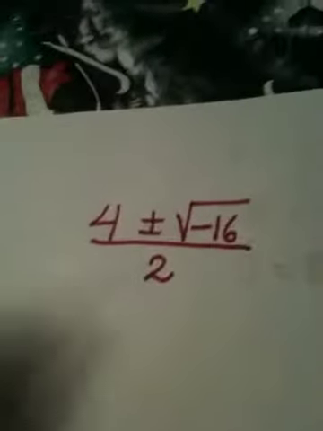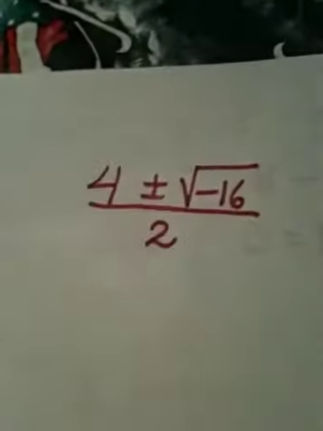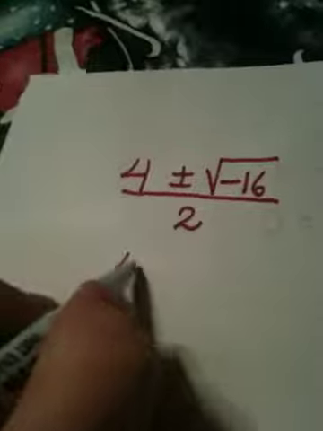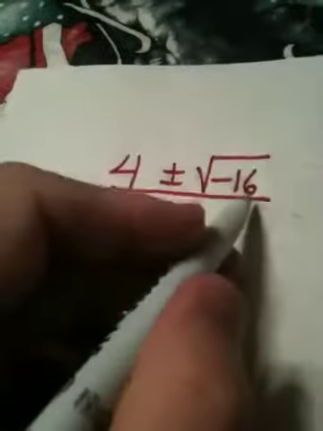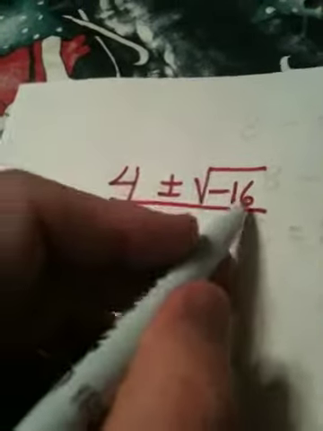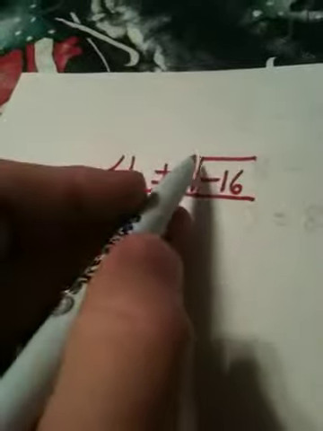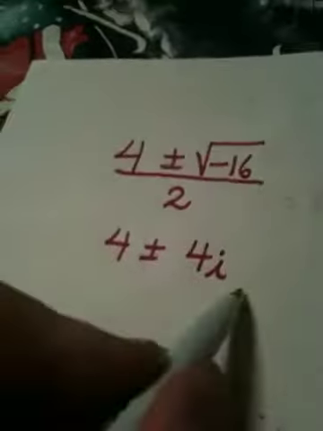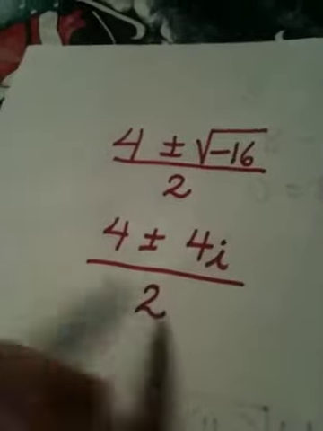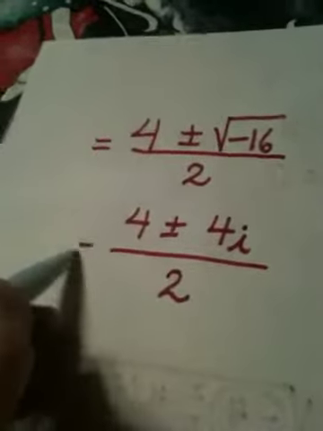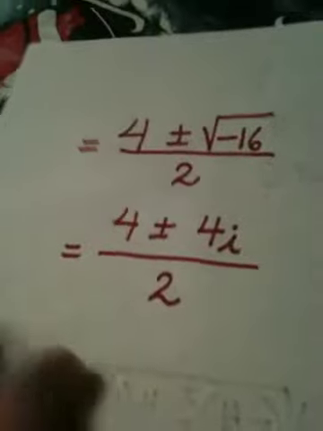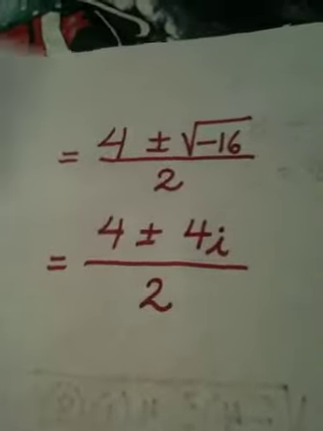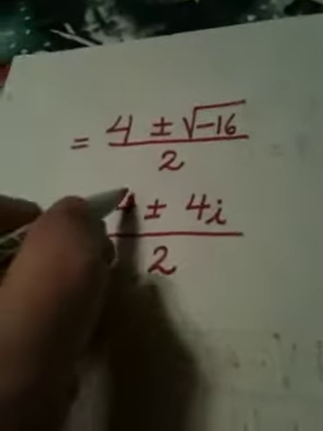Now remember, when I see a negative under a square root, I know I'm going to get an i. And in this case, 16 is a perfect square, so the square root of 16 is 4. So the square root of negative 16 would be 4i. This is all over 2, and remember, these equal signs are representing my answers. The answer, x equals these.